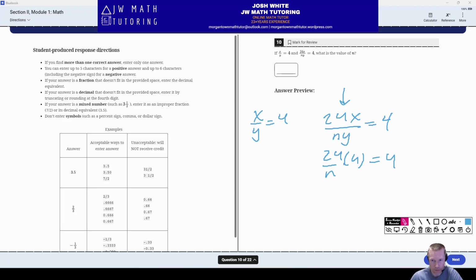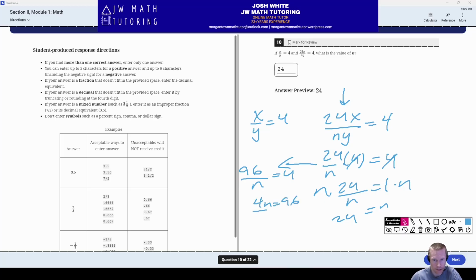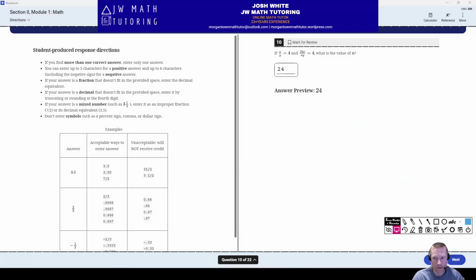Now, here you can just cancel the 4's out. So the easiest way I would say from here is you cancel the 4's out, you get 24 over n equals 1. You can see n is equal to 24, or you can just multiply by n on both sides and you get n equals 24, which is the correct answer. Or if that's not obvious, if that's not intuitive, then instead do it this way. Just multiply and get 96 over n equals 4, cross multiply, 4n equals 96, divide by 4, n equals 24. Okay? And that's how you can get your correct answer.